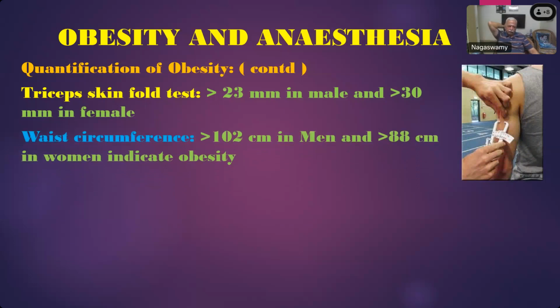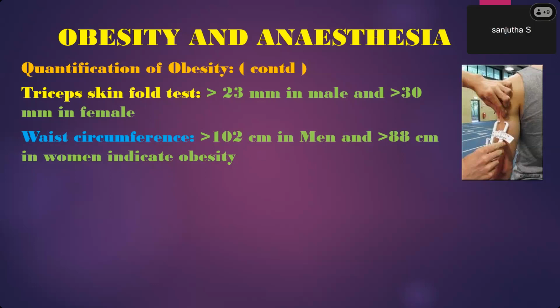The next important thing is the waist circumference. So if the waist circumference at the level which is called the waist. At what level do you say it is the waist? At the level of the umbilicus. What is the hip circumference? Where will you measure the hip circumference? At the level of the ASIS, the anterior superior iliac spine. Very good.